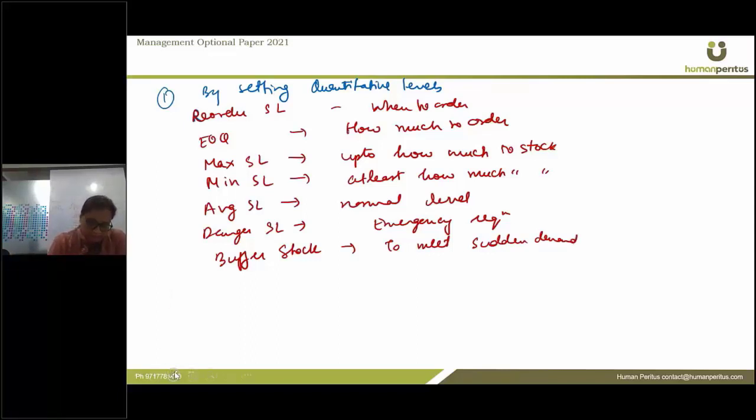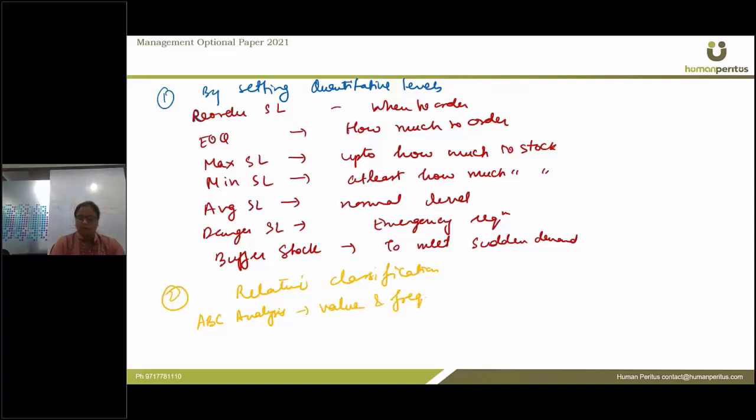Now my second part: we can state that on the basis of relative classification, we can go with any of these methods. First is ABC analysis. What is ABC analysis? Whenever we classify things on the basis of value and frequency of the inventory. Next is FSN, which stands for fast, slow and non-moving items. Here the classification is done on the basis of inventory turnover.